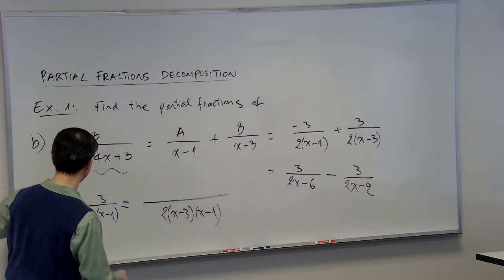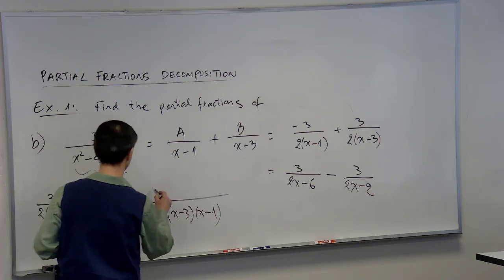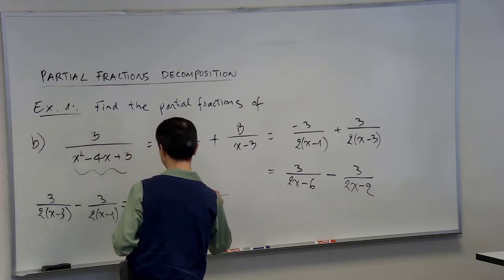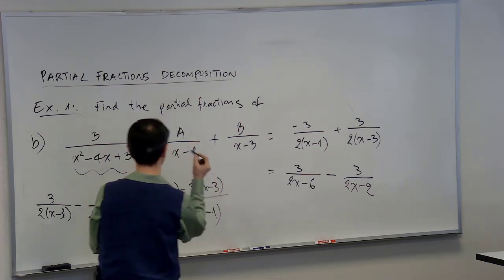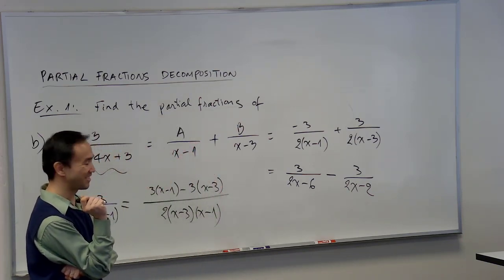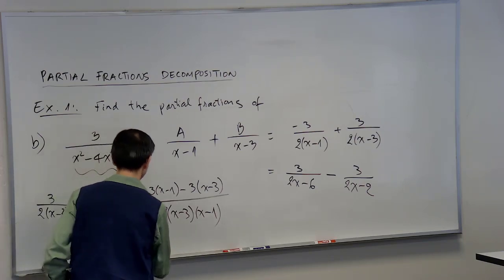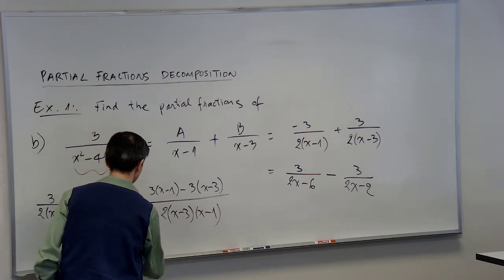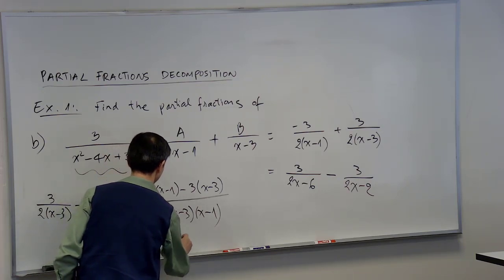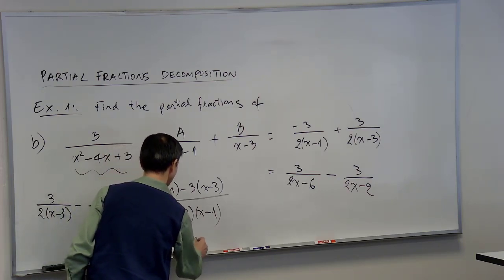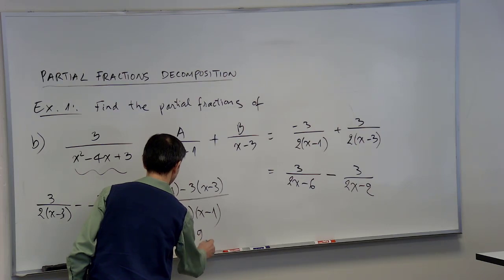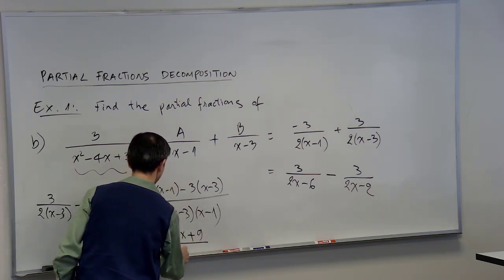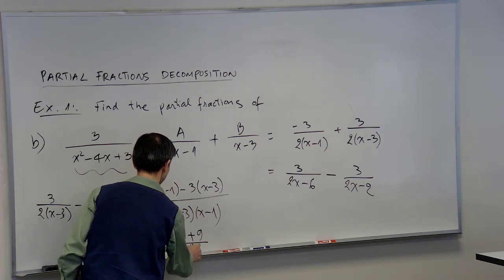Actually, you already had a factor of 2, so all you need is to multiply with the 3 times x minus 1, and then minus 3 times x minus 3 here. See what I mean? That work right here gives me 3x minus 3, minus 3x plus 9, and over all that 2, and then x minus 3, x minus 1.